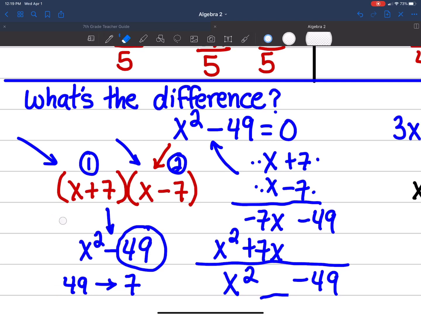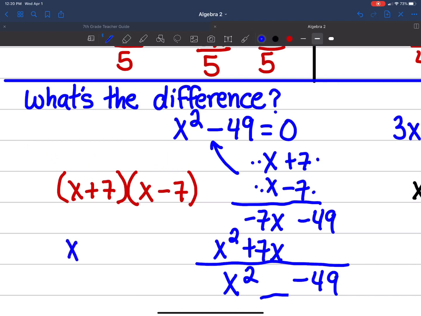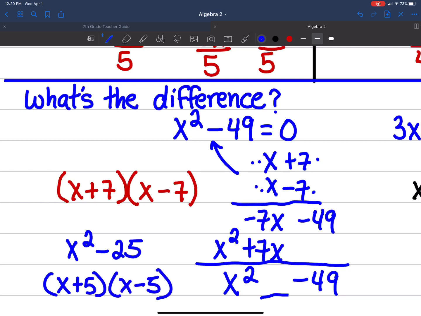For example, if we had another example, I'm full of examples today, people. If we had x squared minus 25, then what would the two factors be? Quick, quick, quick, quick, quick. What would it be? X plus 5, x minus 5. Good job. Okay, so there are some of these quadratic expressions that you could just look at them, right? And you know what the answer is.